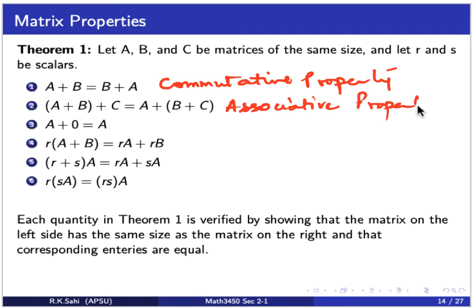Okay, now when A is added to this, this is a zero matrix, guys. It is not the number 0. This is a zero matrix. So if you add a matrix to a zero matrix, you get the matrix itself. So this zero matrix is called the additive identity.